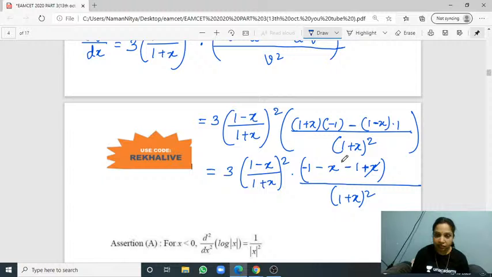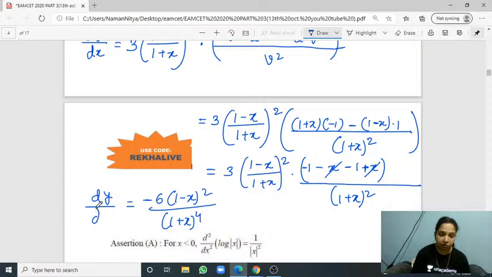So this is getting cancelled. From here I am getting minus 2, minus 2 and this 3, that is nothing but minus 6. And nothing else is getting cancelled. So (1 minus x) whole square divided by (1 plus x) whole square, (1 plus x) whole square, so I can just write (1 plus x) whole power 4. This is dy by dx. Remember, they have asked what is dx by dy. So the reciprocal of this will be your dx by dy.